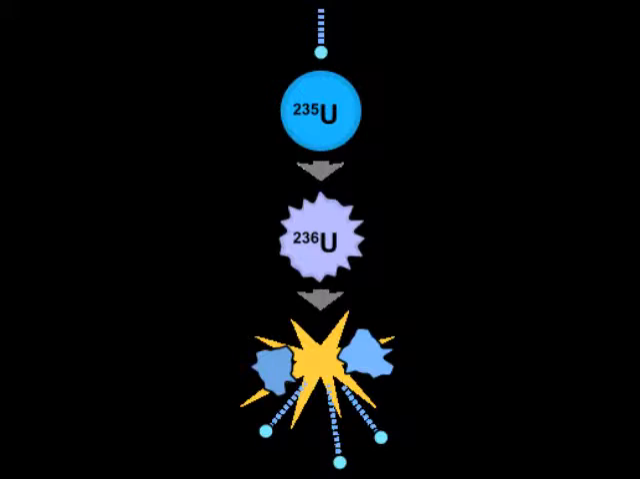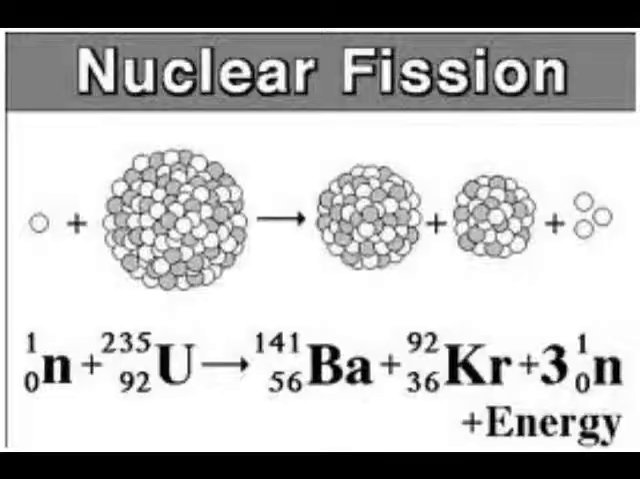So let's use uranium as an example. When it absorbs a neutron, it undergoes nuclear fission. The atom splits into 2 different atoms, krypton-92 and barium-141, and releases 3 more neutrons. Uranium-235 doesn't always split like this, but all possibilities have similar results. 2 or more lighter atoms are formed, gamma radiation is released, and 2 or 3 neutrons are released.